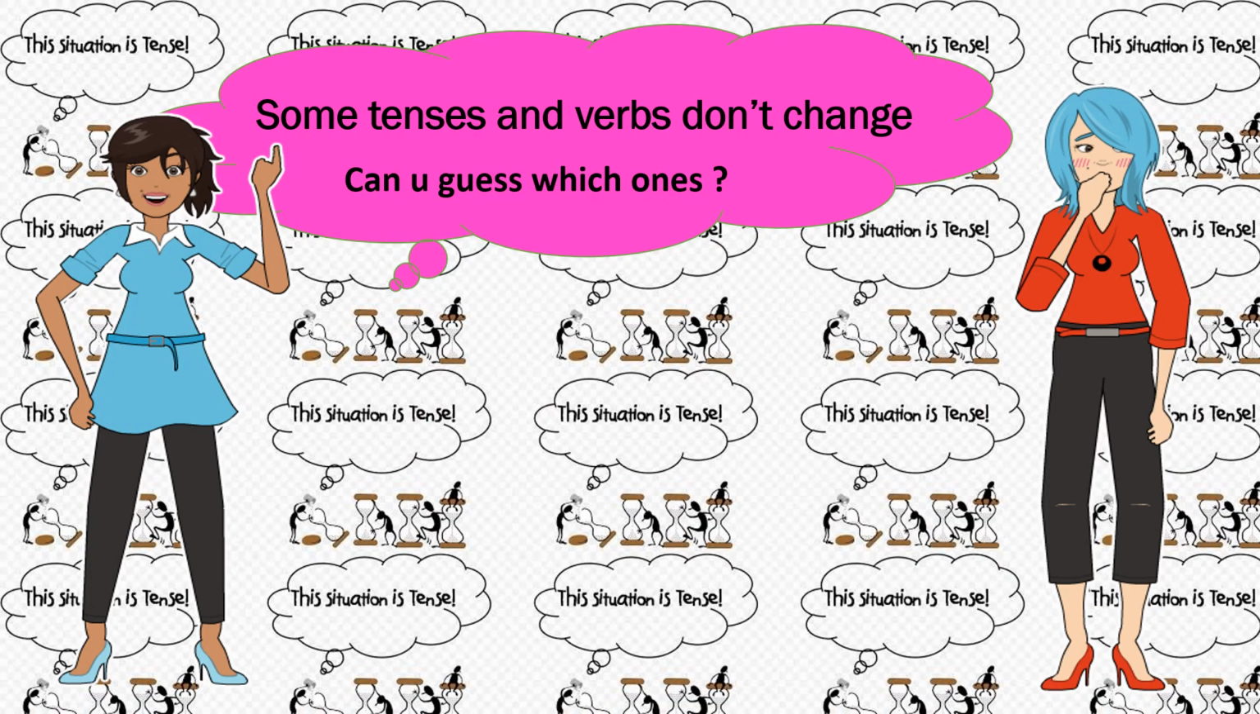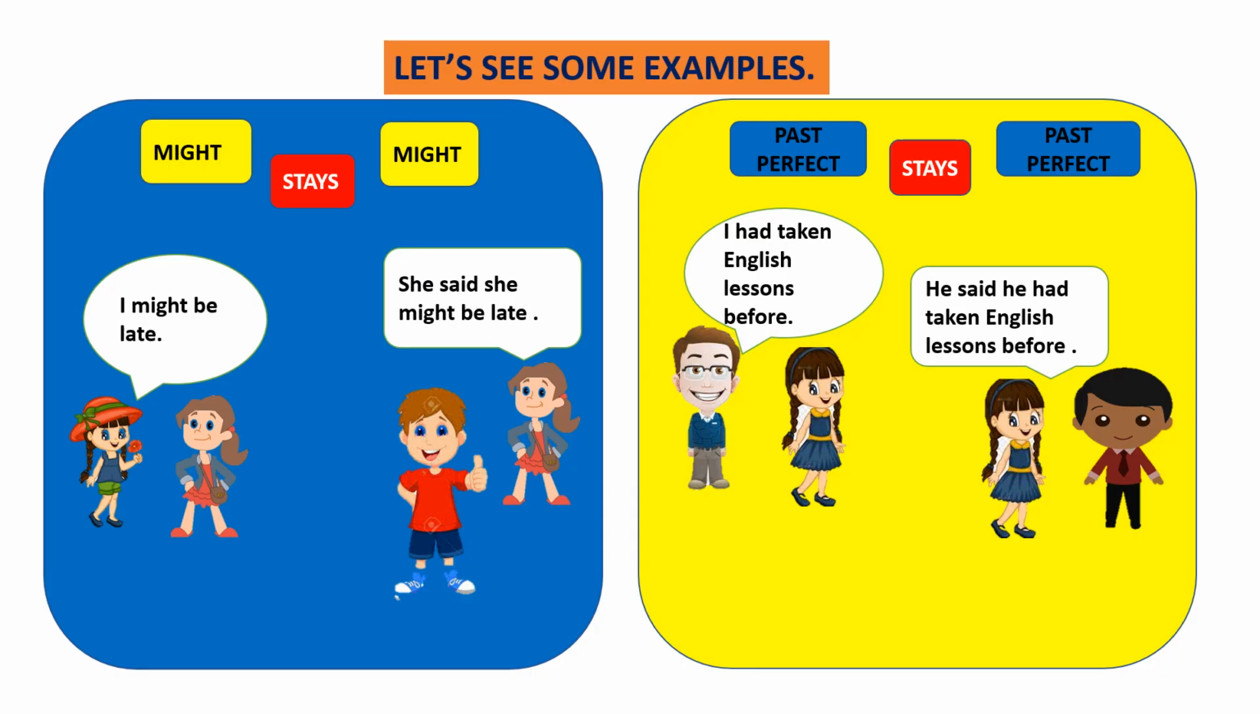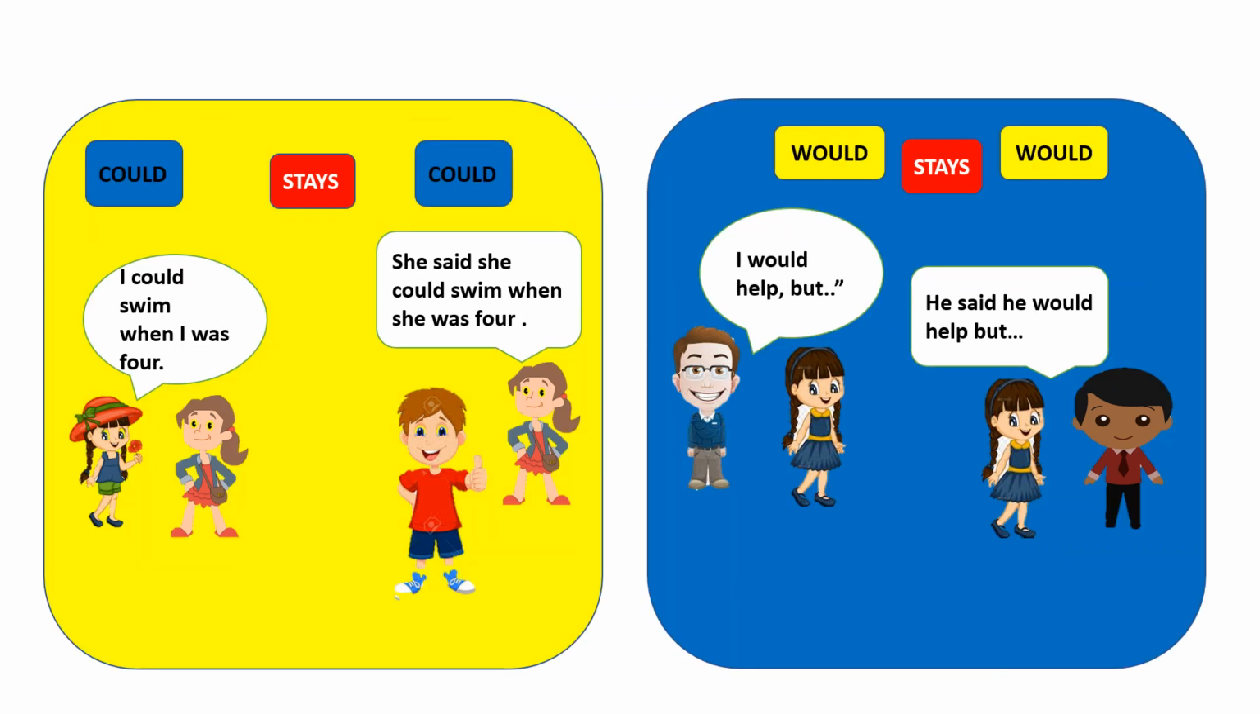But not all the tenses and verbs change. There are some tenses and verbs which do not change. Can you guess which ones? Let's take a look at some examples and try to find out which are those ones. If might is used in such a sentence, it will stay the same. I might be late. She said she might be late. Past perfect also stays the same. I had taken English lessons before. He said he had taken English lessons before.